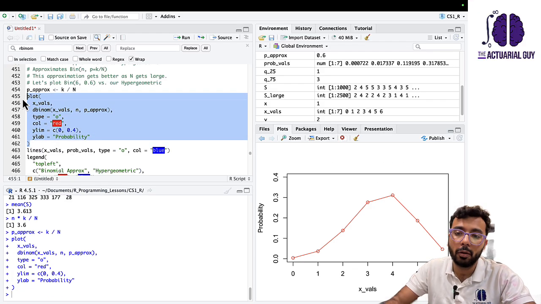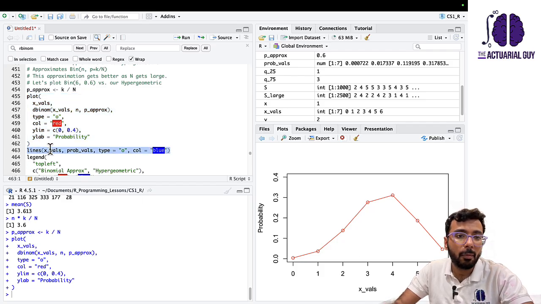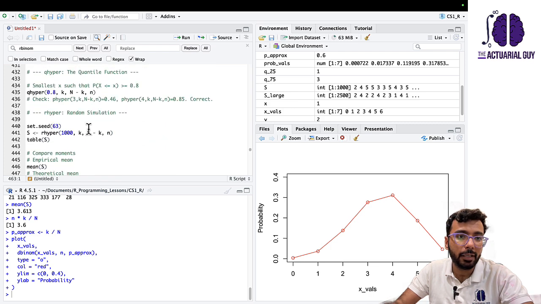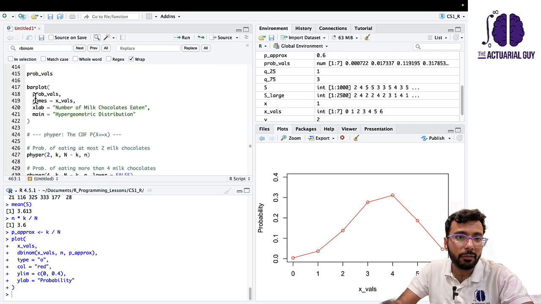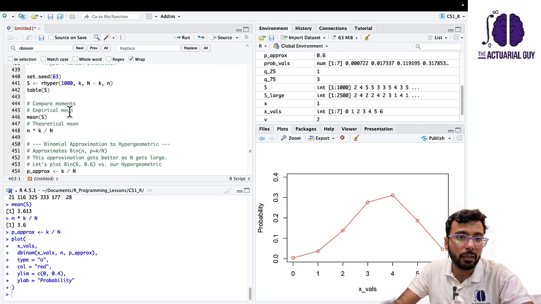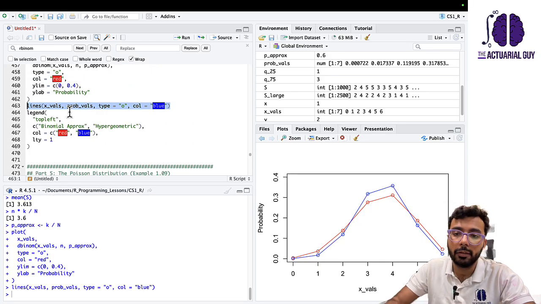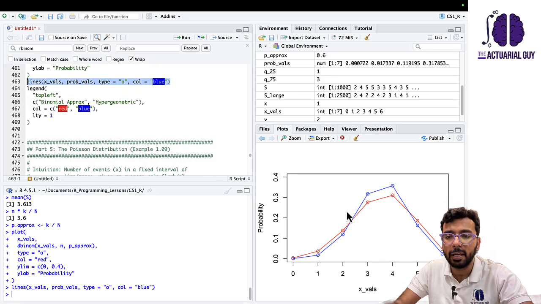So this is what your binomial distribution would look like, and to this I would add what my probability values are based on a hypergeometric distribution, which is what I had defined here. Prob vals was defined here, so I will add the hypergeometric one here. So you see hypergeometric is slightly different from the binomial one, but binomial seems to be an okay approximation of this.